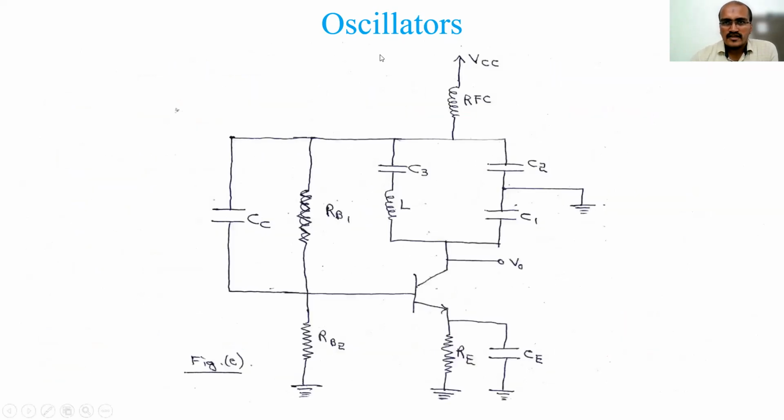So this is what the circuit looks like. There is not much change. This is the same circuit, there is no change. Voltage divider bias circuit, you have coupling capacitor, emitter resistor and bypass capacitance.